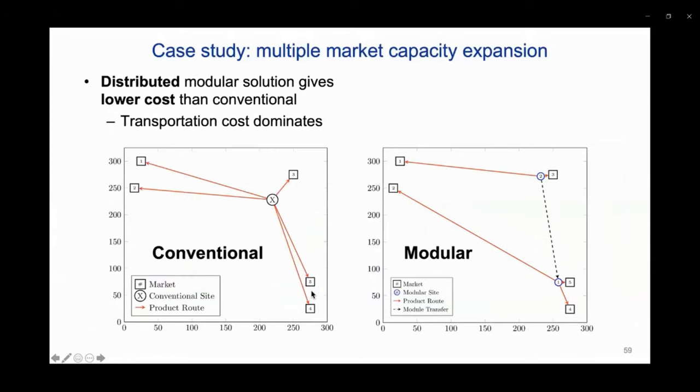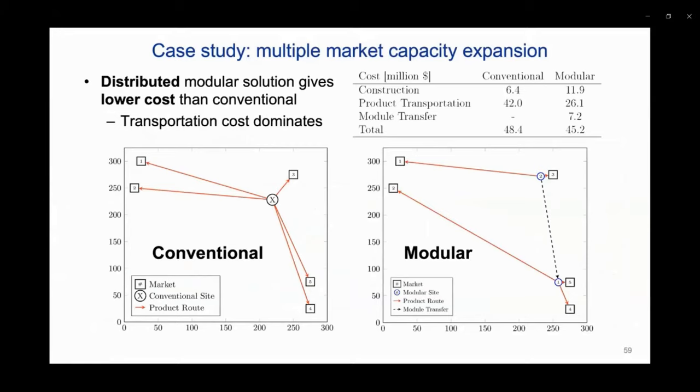And basically, the bottom line here, if you compare the conventional versus the modular, is that, as you might expect, the total cost incurred in modular is actually smaller, because although, yes, the construction cost is higher, the transportation cost is much, much lower, because now you don't need to distribute from a single location to your five different sites. Now, of course, that may change with the data, but again, it's just an example. This is a high level example of a synthesis type of problem.